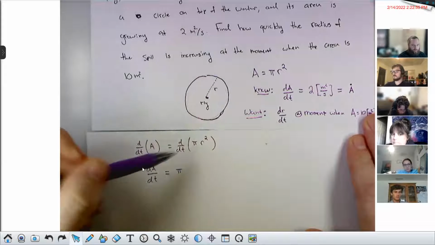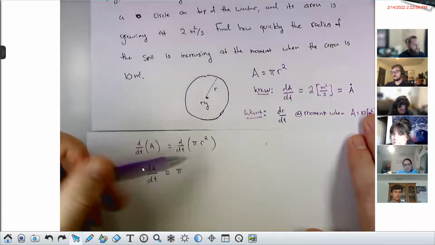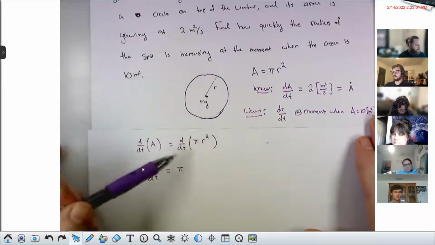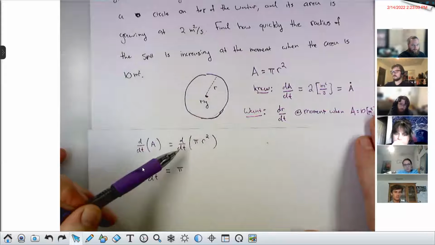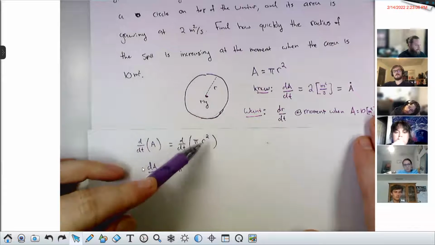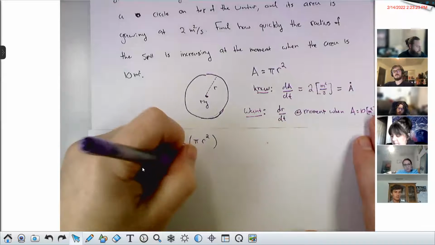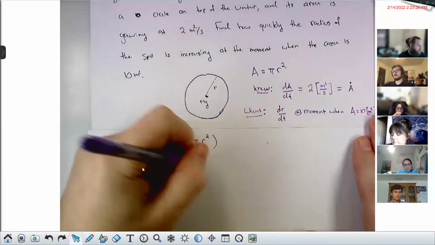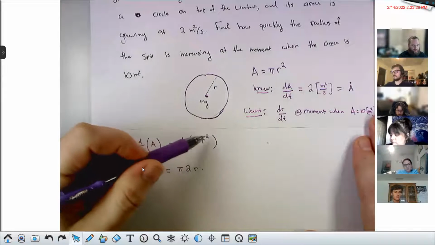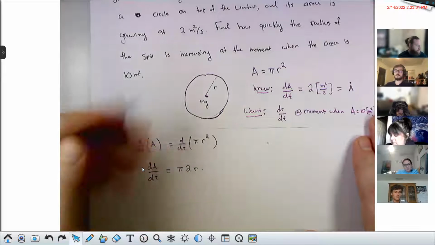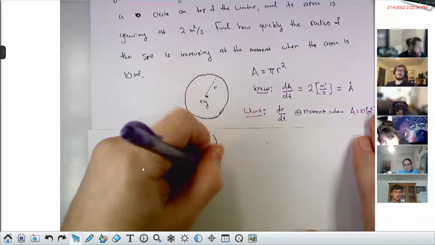d/dt of r squared, here's a place where we need to be a little bit careful with our implicit differentiation. Remember, the variable that I'm differentiating with respect to is not r. So it's not just going to be 2r. Think of r as being like f of t. So when we differentiate r squared, we'll get 2r as the derivative of the outer with the inner left alone, times the derivative of the inner with respect to t, which is dr/dt. So it's going to be pi times 2r. Right? It's like the normal derivative here. That would be the d/dr derivative times dr/dt.